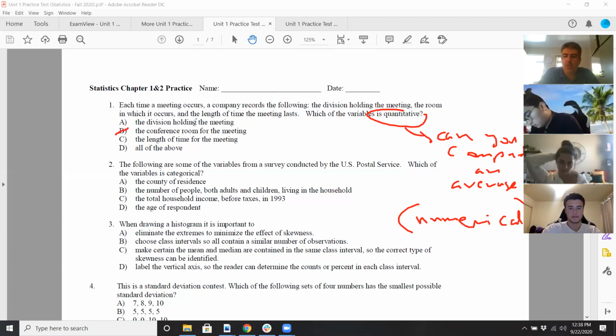The division holding the meeting, is it the math department? Is it the science department? Is it the administration? Is it the human resources department? That's categorical, not a number. Now, length of time of the meeting, that's quantitative. Let's say you have 10 meetings and you actually measure how long each meeting takes. This meeting takes 10 minutes, this meeting took an hour, this meeting took 2 hours. Can you compute a mean or average or median? Sure. That's how you can tell. That's something that's quantitative. If you can actually compute an average, it's numerical in nature.